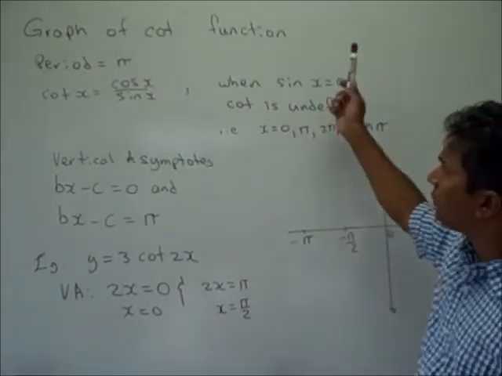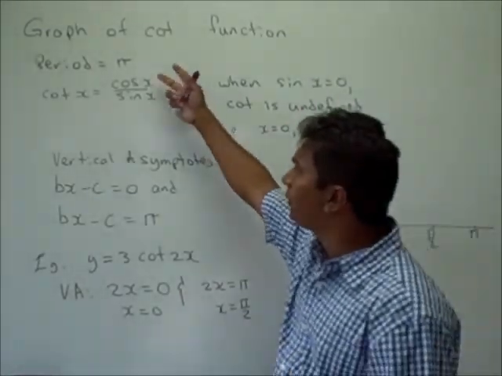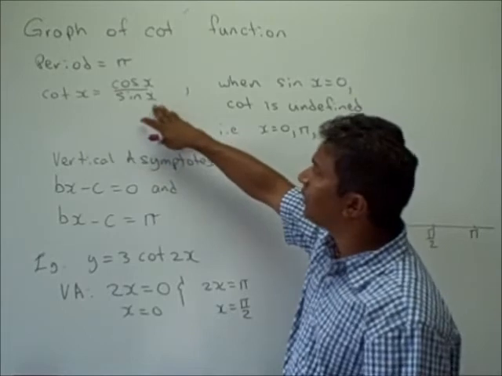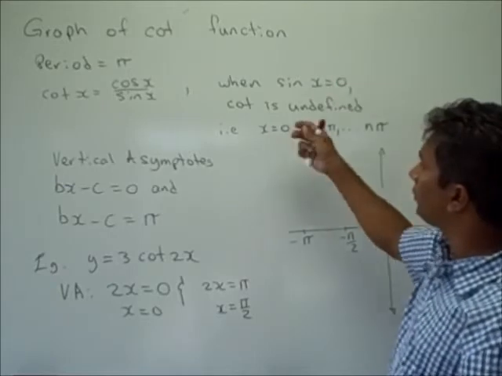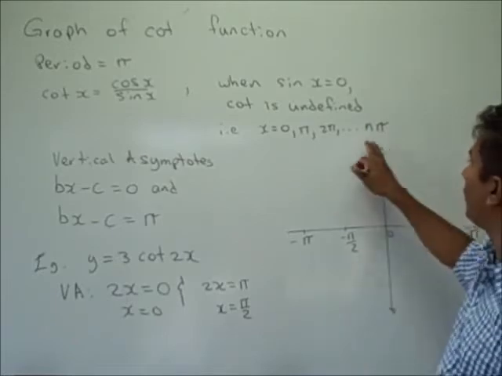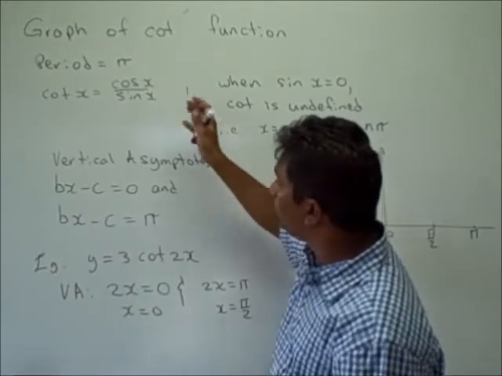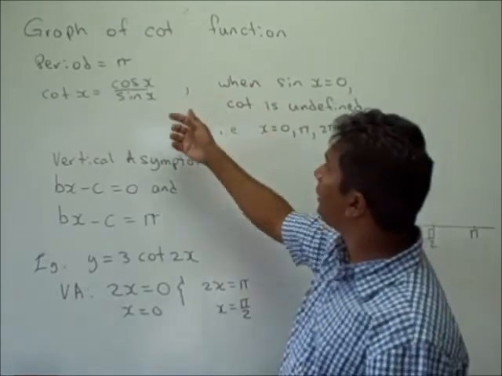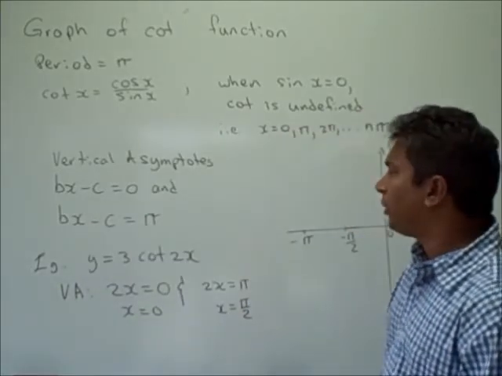Here we're looking at the graph of the cotan function. The period for the cotan function is also pi. We know cotan is equal to cosine over sine. Therefore, when sine is equal to 0, we know that cotan is undefined. And we know sine is equal to 0 when x is equal to 0, or pi, or 2 pi, or n pi, where n is any integer. So, to find our vertical asymptotes for a cotan function, we can set bx minus c equal to 0 and bx minus c equal to pi.